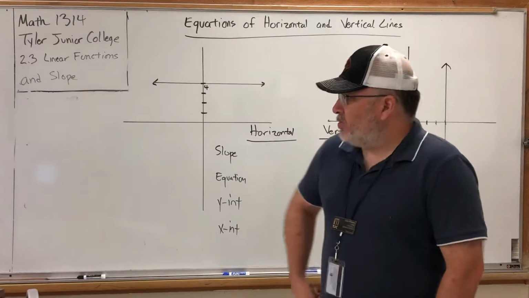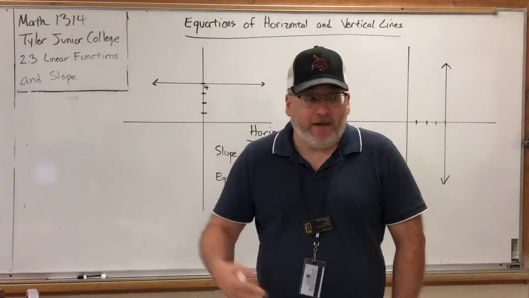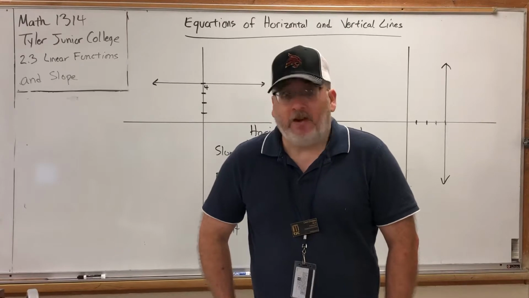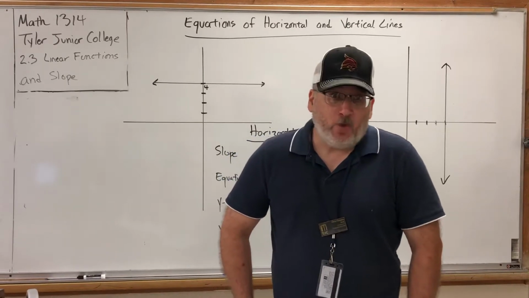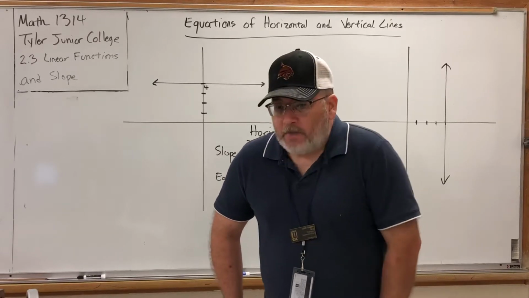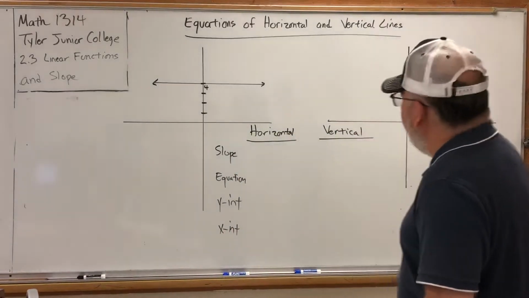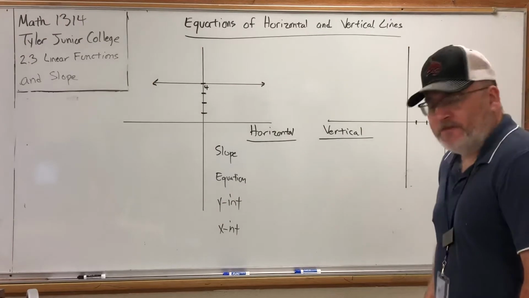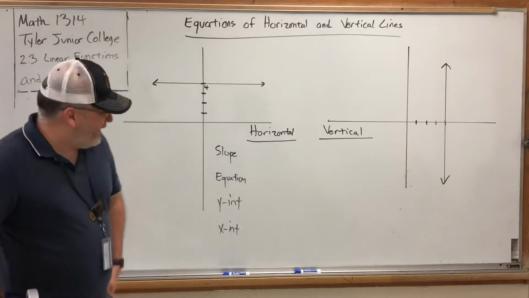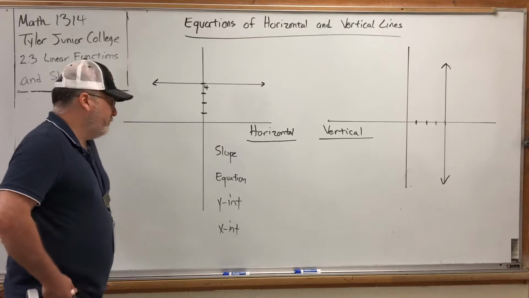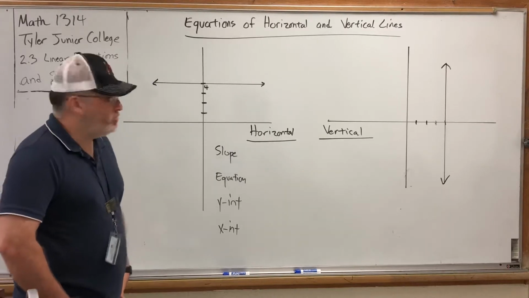And we discussed how to graph a line given its equation in slope-intercept form by interpreting the slope as rise over run. But I want to go back to horizontal and vertical lines, as you can tell by the title of this video, equations of horizontal and vertical lines, and give them a thorough treatment in terms of their slopes, their equations, and their intercepts.